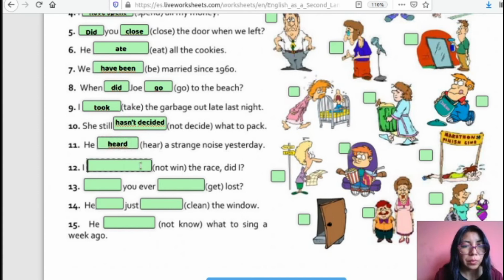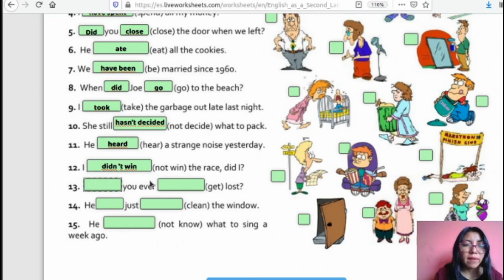Okay, I know when the race. Did you? Did I? Yeah, pay attention here. I have a tag question. Okay, in this case, can you help to identify that part of the sentence? Did, that is past form, so I am going to use the negative. I didn't win the race. Didn't I? Okay, in this case also that is a finished action, so I am going to use past simple.